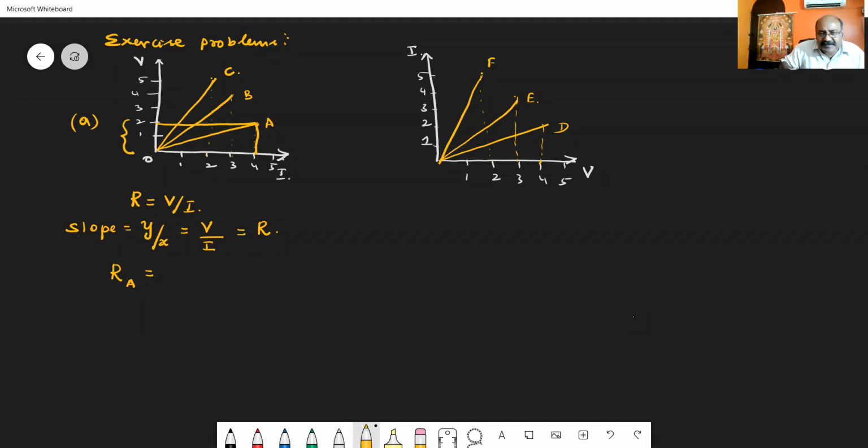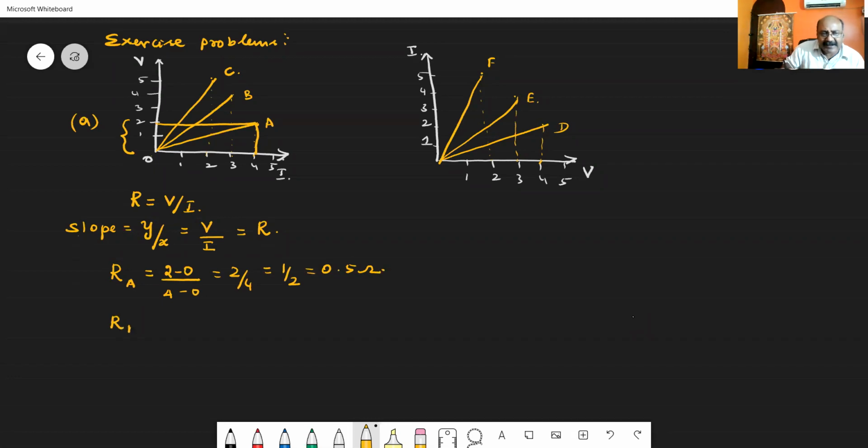So the y-intercept is 2 minus 0, divided by the x-intercept, which is 4 minus 0. So I will get 2 divided by 4. 2 by 4 is 1 by 2, and 1 by 2 is 0.5 ohm. So the resistance of A is 0.5 ohm.